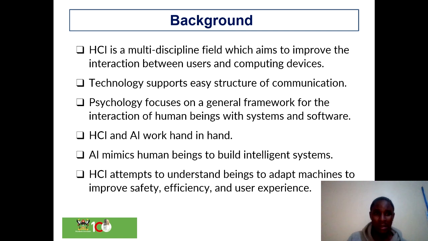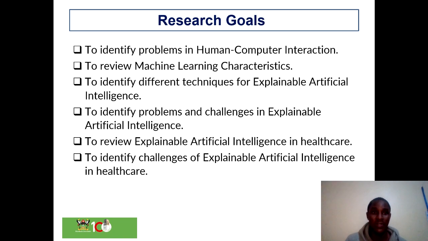systems and software. So HCI and AI work hand in hand, and this happens in such a way that AI mimics human beings to build intelligent systems, while HCI attempts to understand human beings to adapt machines to improve safety, efficiency, and also the user experience.